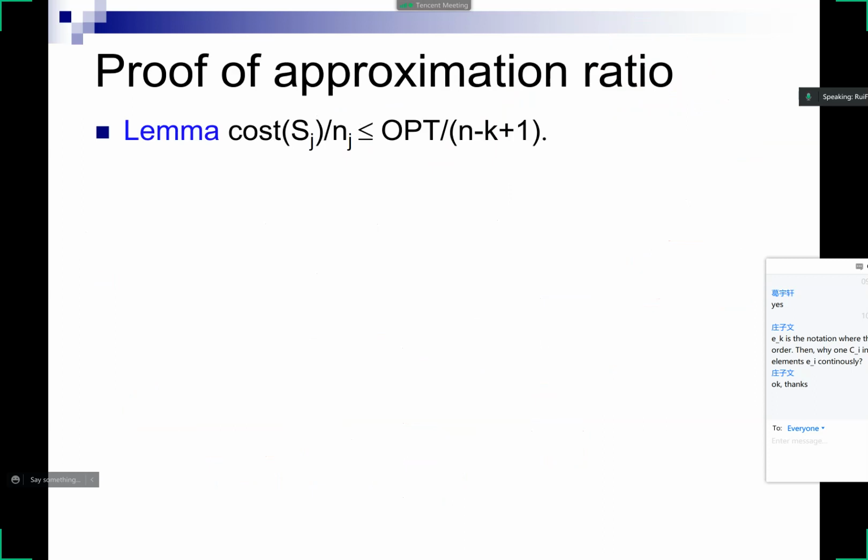Okay, so now we can basically put things together. So now we're looking at the jth set that we're picking. And we can say that the cost of Sj divided by Nj, that is for all the newly covered elements for Sj. So Sj covers some new elements. If you look at the cost for each of these new elements, which is equal to this thing over here, we can show that this is no more than opt divided by m minus k plus 1.